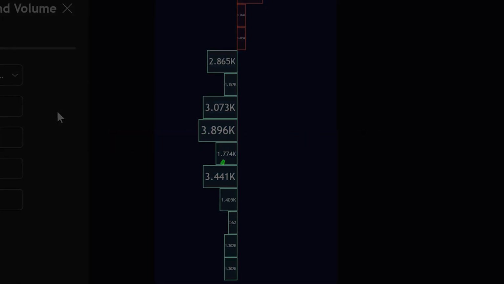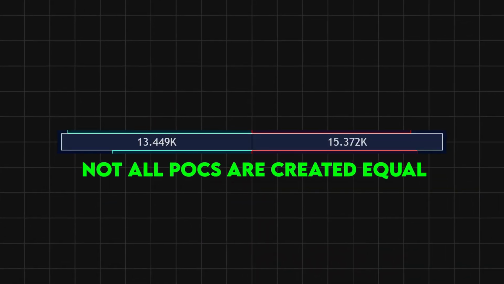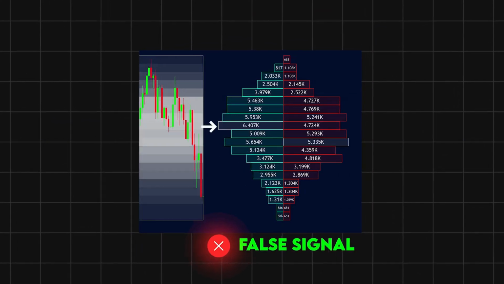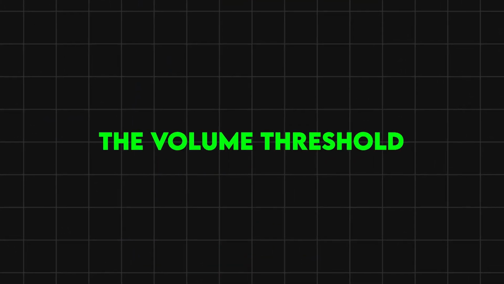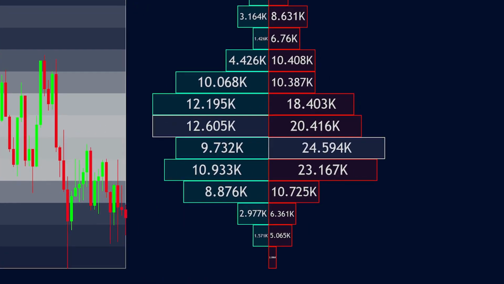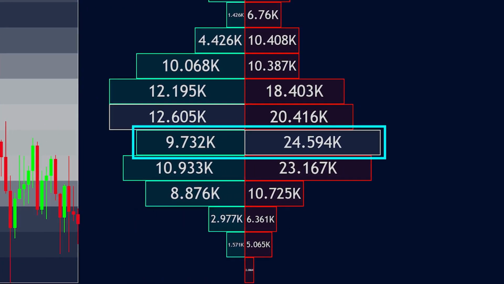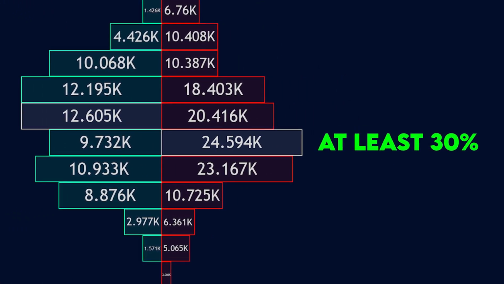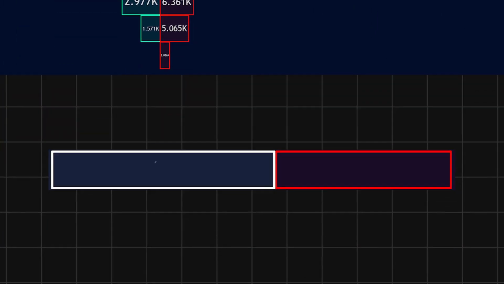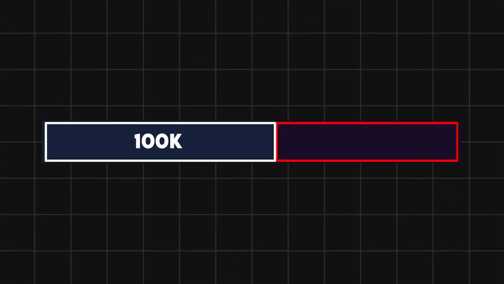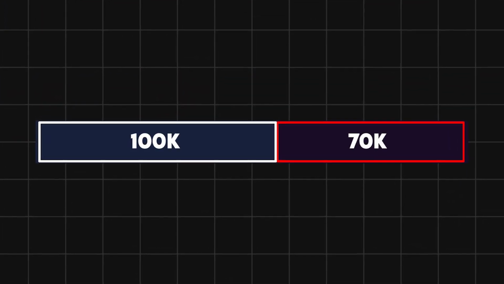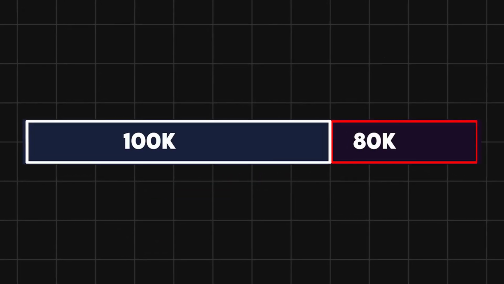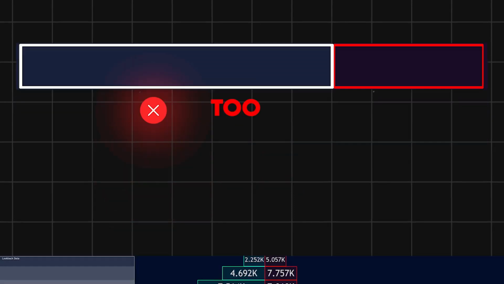But before we go further, I should warn you, not all POCs are created equal. To differentiate a high probability setup from false signals, you need to know something called the volume threshold. For a POC to be valid in our strategy, it needs to show a significant volume imbalance. As a rule of thumb, you want to look for at least a 30% difference between buy and sell volume. For example, if the buy volume at a level is 100,000 and the sell volume is 70,000 or less, that's a legitimate bullish POC. Anything less than a 30% difference is too weak to be reliable.